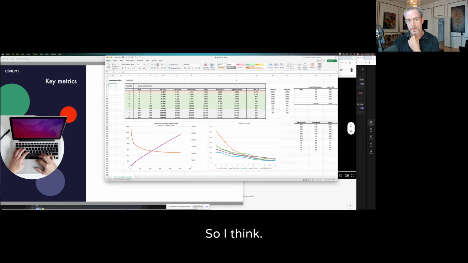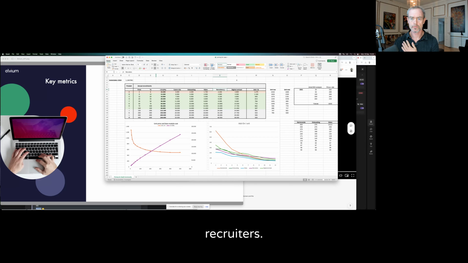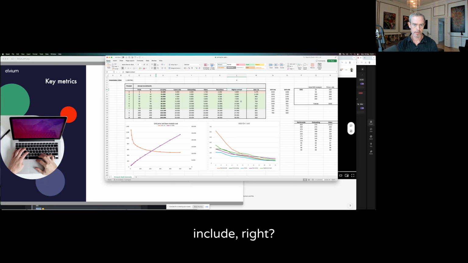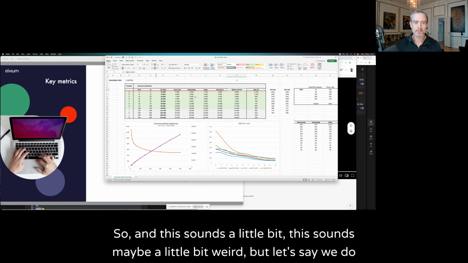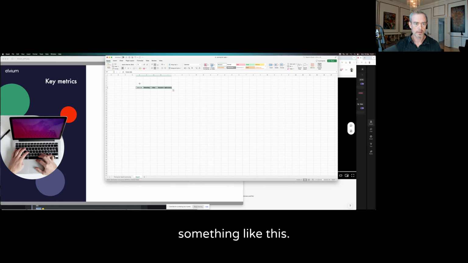So I think when I look at these modules, like career site, onboarding, video recruiting, recruiters, digital contracts, to be honest, I think most of this sounds like something that I would pretty much just include, right? And this sounds maybe a little bit weird, but let's say we do something like this.